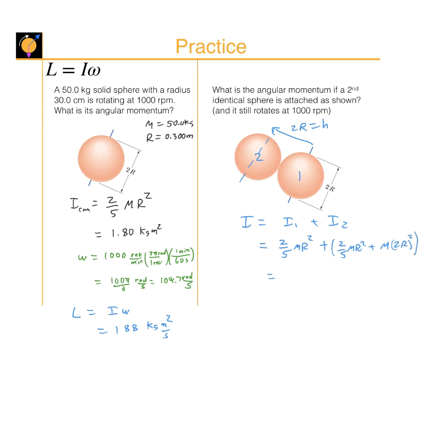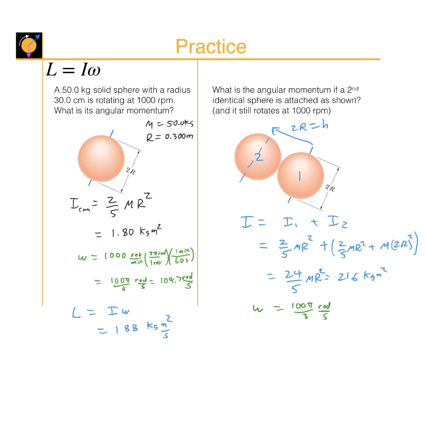And you see there's an mr squared in each term here. When I collect this together, it works out to 24/5 mr squared, which when you plug in your values is 21.6 kilograms meter squared. Omega is going to be the same as before, right? It'll be 100 pi over 3 radians per second.